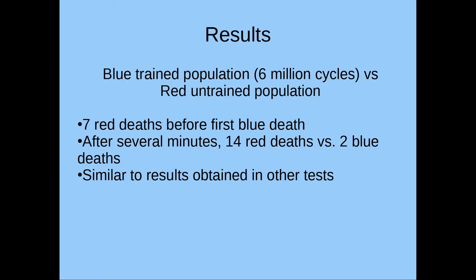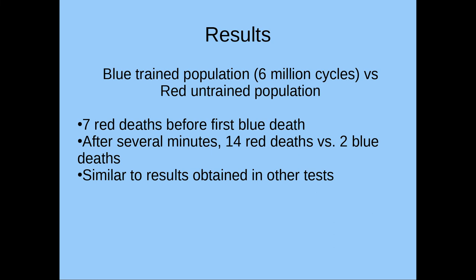After 6 million cycles, the blue population was injected. 7 red creatures died before the first blue creature. And 14 red deaths occurred after only 2 blue deaths. So it was about a 7x survival edge for this whole population. And these things don't know what they're doing. I'm not claiming that they're smart or learning anything. But this system of chemicals, this EEXIST system, seemed to be able to learn and apply something that gave a definite survival advantage to this older population.